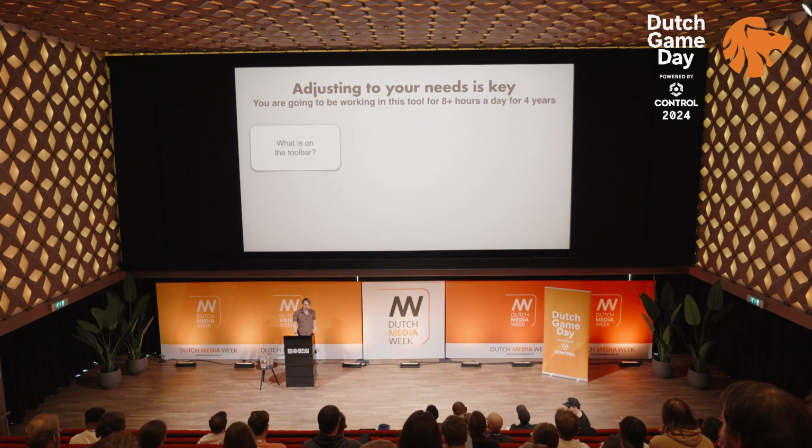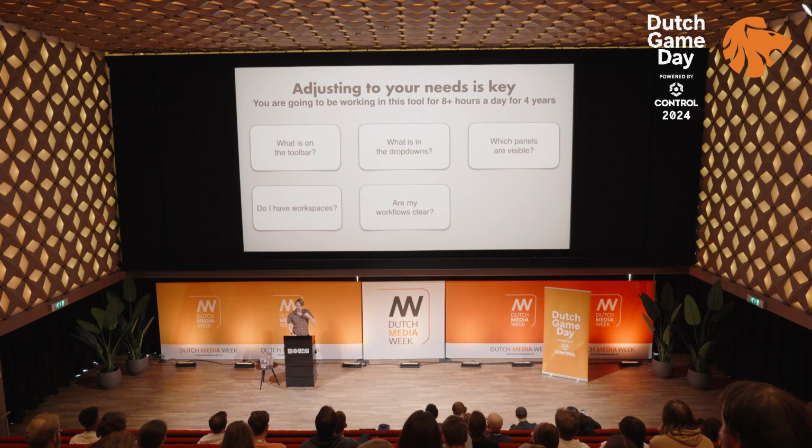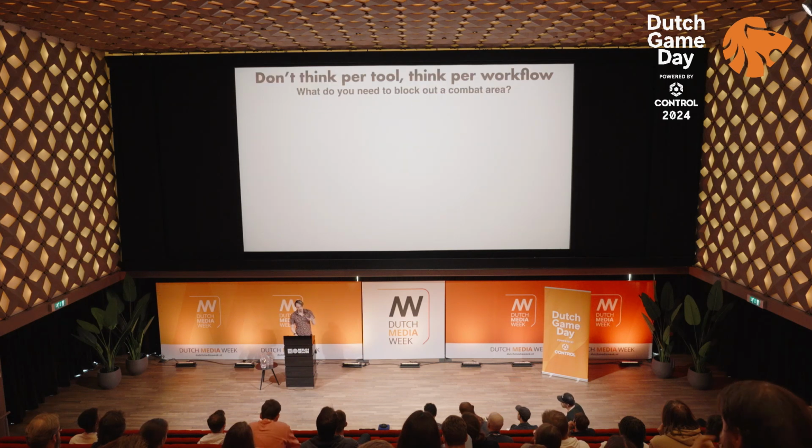So what is on the toolbar? What is in the drop-downs? Which panels are visible? Do I have workspaces? Are my workflows clear? And is what I need where I need it? There are defaults, but can the user adjust these to make it even simpler and even nicer to work with? And a really important part with this is, don't think per tool, instead think per workflow.